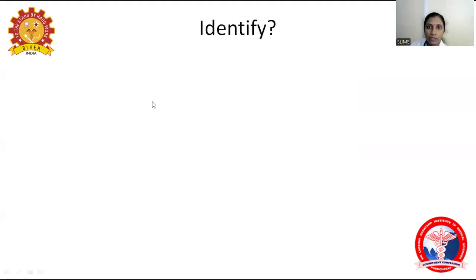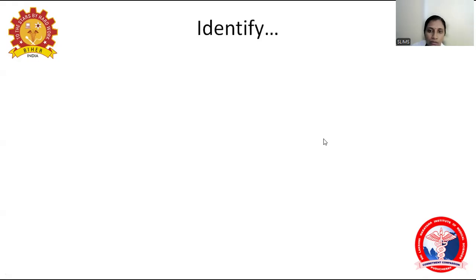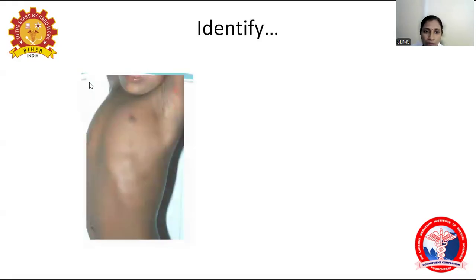Now we'll see the images of what we have done till now. Let's see whether you will be able to relate to whatever I told you. Here there's a big skull, which, if you see from the top, looks like a box shape. The important thing to note here is the frontal bossing, which I told you. Here, what did I tell you? A beaded appearance at the costochondral junction, which is called rachitic rosary.